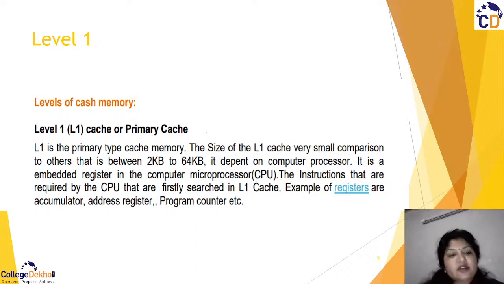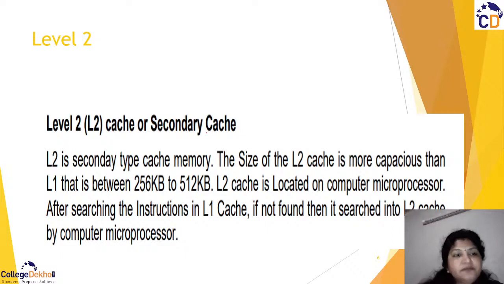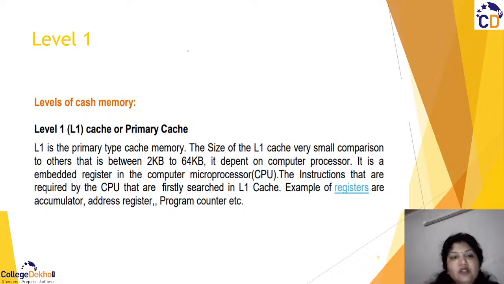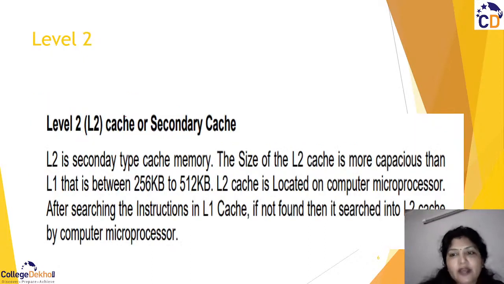Examples of registers are accumulators, address registers, program counters, and the instruction register. Physical address translation techniques are used for transferring the pages from secondary memory to cache. Level 2 cache, or secondary cache. So first we have used the primary cache, so we are using it with the primary memory, right? I will be telling you how it works. Basically, I have taken one example also.